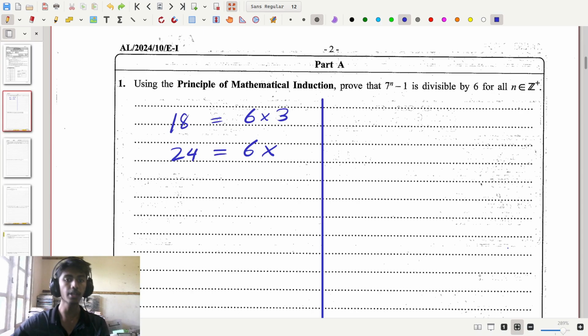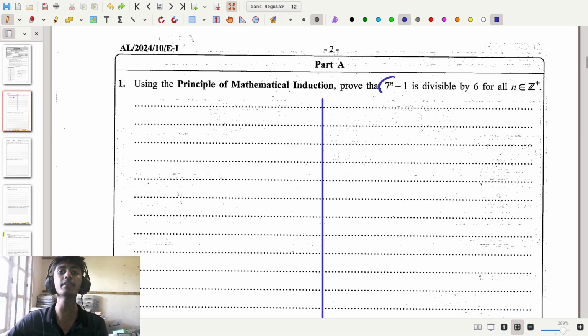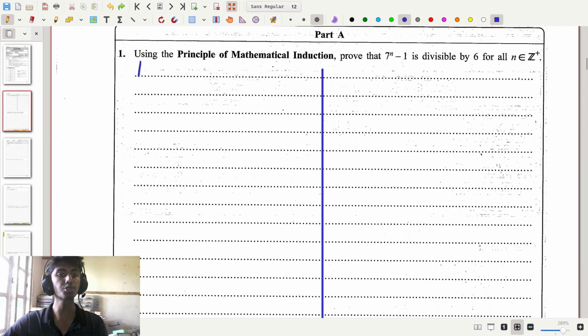So similarly, we need to show that if you take any positive integer n, in the set 1, 2, 3, 4, 5 and so on, and you take 7 to that power minus 1, the answer you get is 6 times an integer. Now in any induction question, the first thing you have to do is establish the base case. For the set of positive integers, the best base case would be the very first element in that set, which is 1.